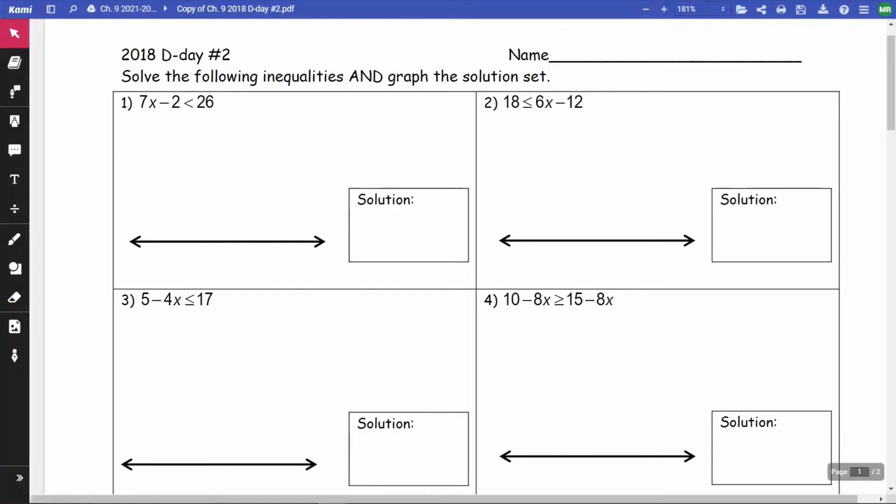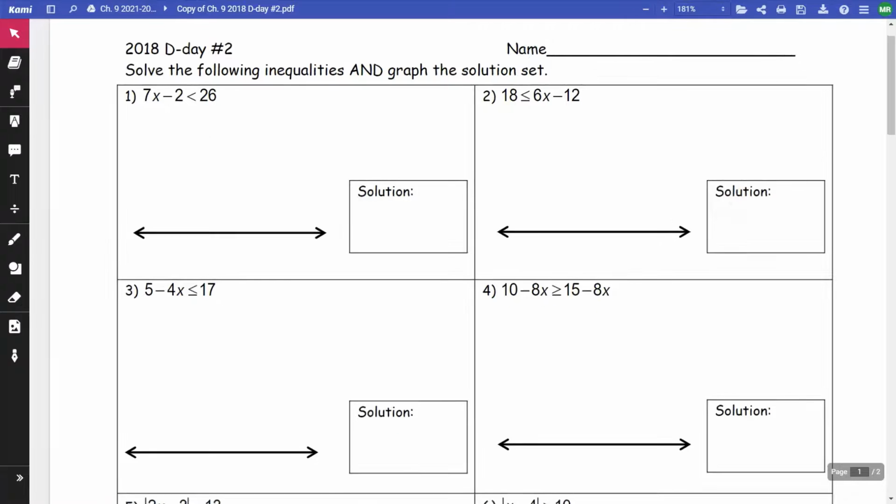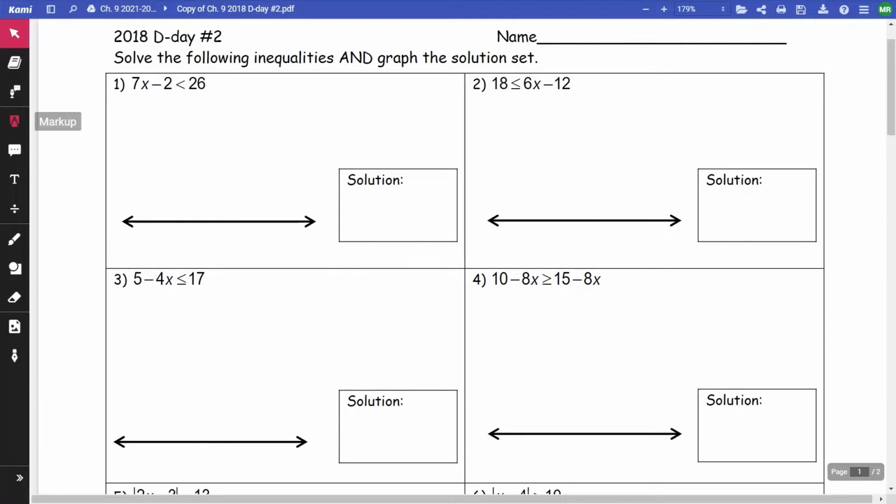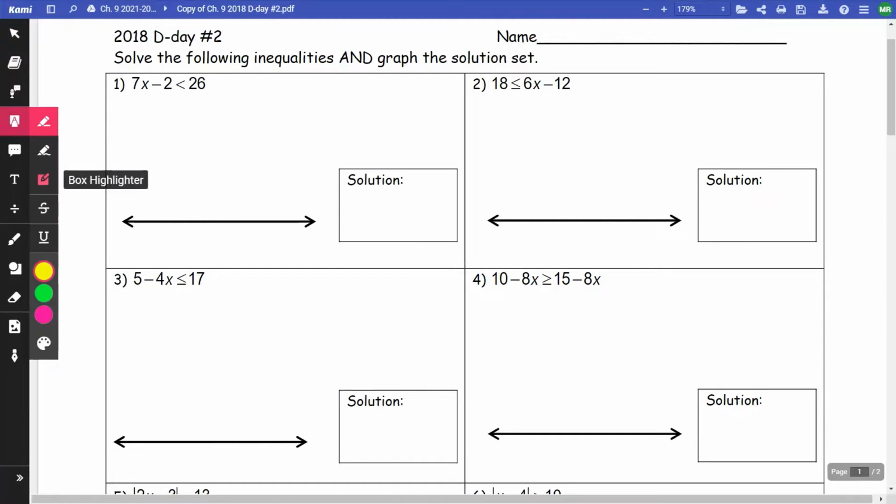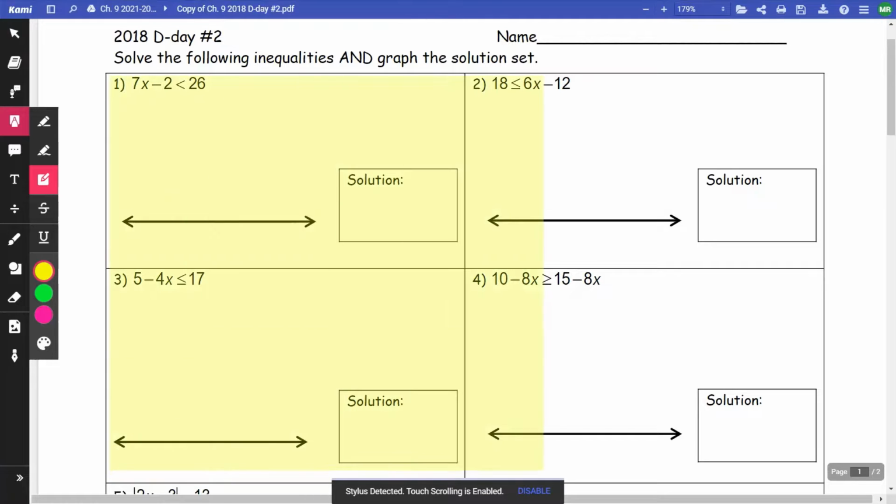So this video is Integrated 1, Chapter 9, D-Day number 2. On these first problems, what you want to remember is that all of these are not absolute value equations or inequalities. So you should not be trying to work out two different situations. You should only be getting one boundary point.